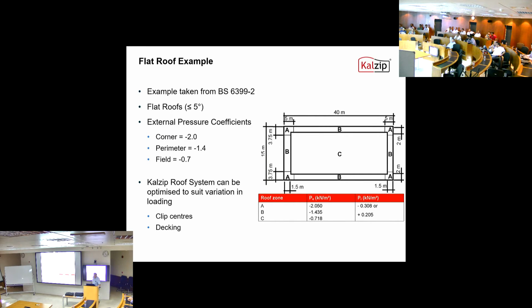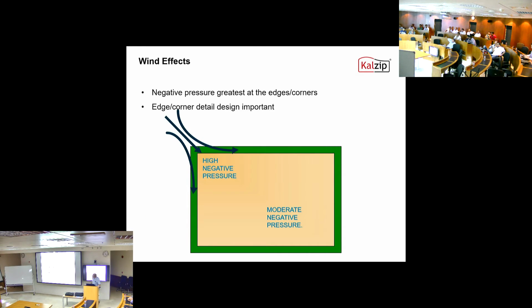At the corners, this is usually where the wind acts the strongest. You get high wind pressures around the edge of the building, and high negative pressure at the corners where the wind hits it and changes direction. Inboard, the wind slows down, so you get moderate negative pressure.